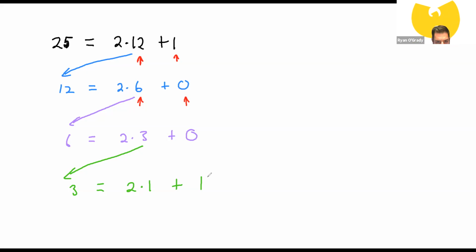All right, well, let's ask ourselves. Technically, if I want to keep the pattern up, I could play the game again, because the quotient was 1. So how many times does 2 go into 1? The answer is 0, but there's a remainder of 1.